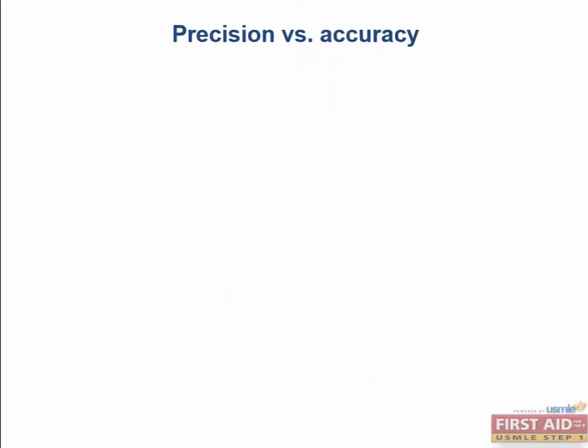Welcome back. In colloquial language, we often use precision and accuracy interchangeably, but they mean very different things from a statistical standpoint. Precision is the consistency and reproducibility of a test, and is also sometimes referred to as reliability. In contrast, accuracy is a measure of how close test measurements are to the true value and is sometimes referred to as validity. So, a precise test may not be accurate, and an accurate test may not be precise. Let's look at some examples to illustrate this concept.